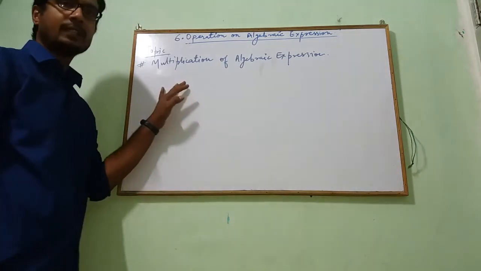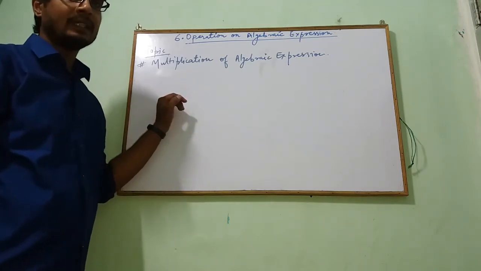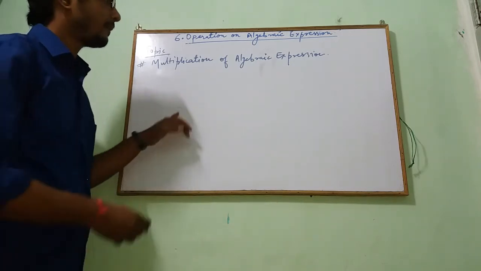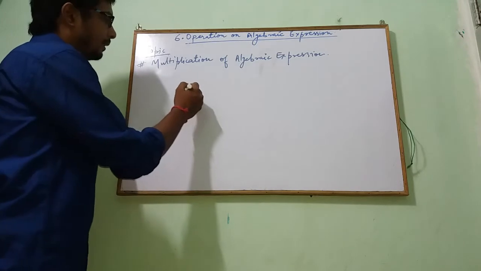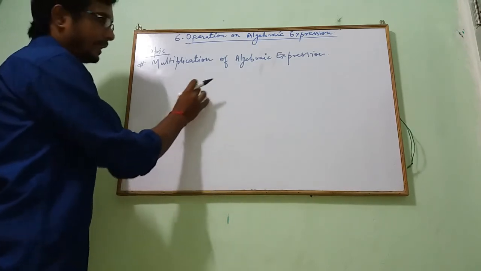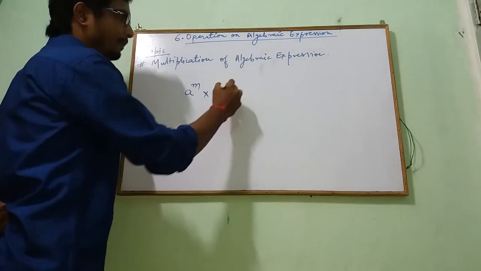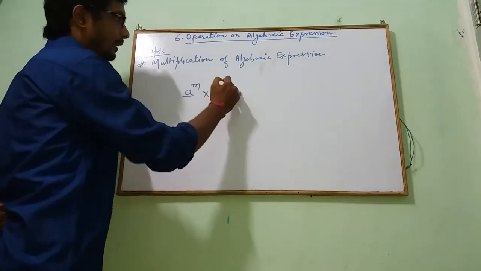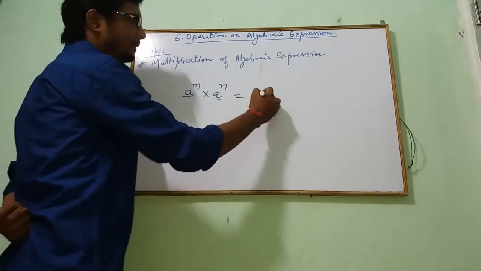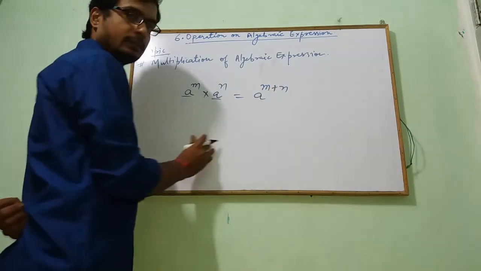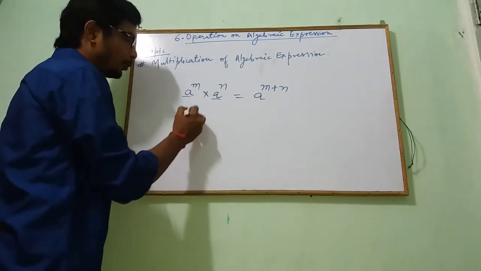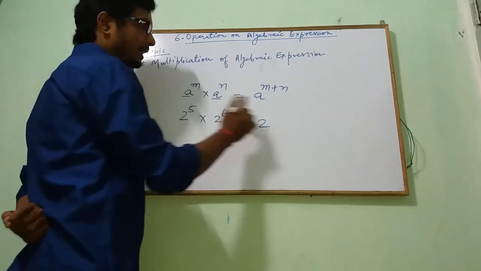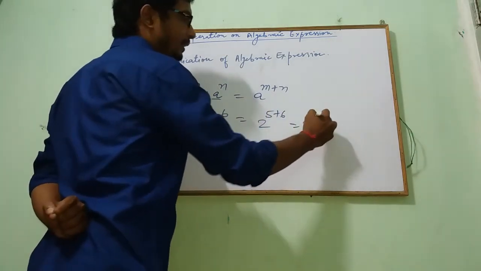Before starting the multiplication of algebraic expressions, let's recall some formulas which we have already studied in the previous class. As we can see, if a power m is multiplied with the same base to the power n, then the power will be added up. So here it becomes a power m plus n. If I have 2 power 5 multiplied with 2 power 6, the base remains the same, but the powers will be added up. So it becomes 2 power 11.